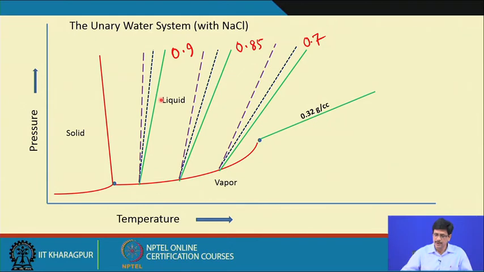And as we all know, this is the critical point of pure water, at 374 degrees Celsius and 218 bars pressure, and this is 0.32 grams per cc. We express density in units of grams per cc, and this 0.32 grams per cc is the critical density, and this is the critical isochore.